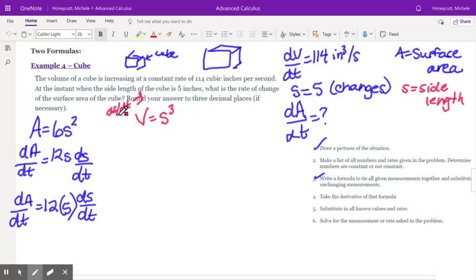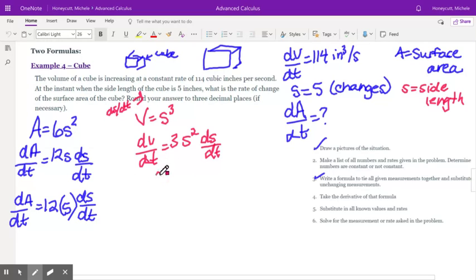So then I need the rate of change of the side over time. So I'm going to take the derivative of the second formula. dV/dt is 3s squared ds/dt. Then I'm going to substitute in everything I know into this formula to hopefully figure out ds/dt so I can substitute it into the thing I need to find.